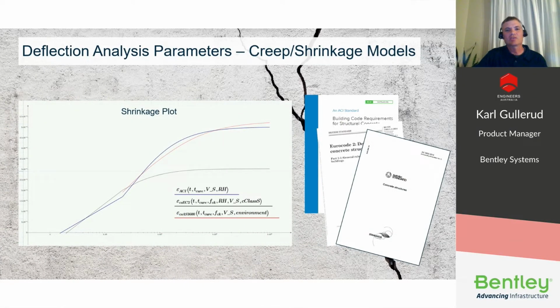Refined deflection calculations account for incremental creep and shrinkage strain over time, and then accumulate the effects over the loading history. In AS 3600, you will find detailed equations for both creep and shrinkage over time. It may seem obvious, but it is important to use these defined code equations when calculating creep and shrinkage strains for your designs. The image shows the shrinkage curves calculated using equations in ACI 209, Eurocode 2, and AS 3600.